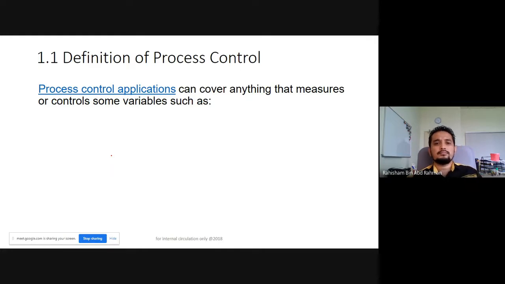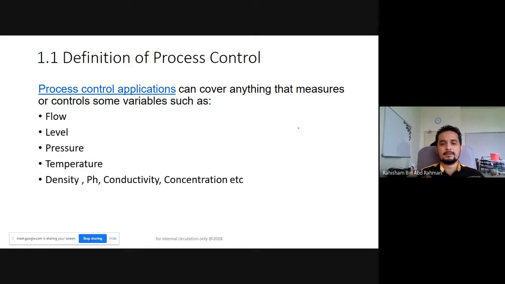Process control applications can cover anything that measures or controls some variable. Like what your friends mentioned just now, we have process control applications, not limited to oil and gas, as I mentioned earlier. It can be food processing. It can be related to a conveyor belt. We can imagine ice cream on a conveyor belt. After one stage, it comes to the coating with chocolate. After a later stage, it goes to another stage where it drops peanuts and so on. That's an example with ice cream.